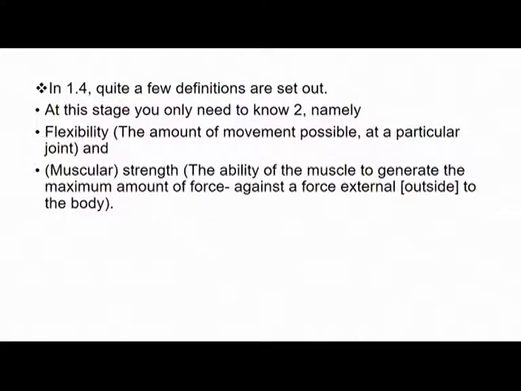In 1.4, quite a few definitions are set out. At this stage, you only need to know two, namely flexibility, which is the amount of movement possible at a particular joint, and muscular strength, the ability of the muscle to generate the maximum amount of force against an external force, that's outside the body.